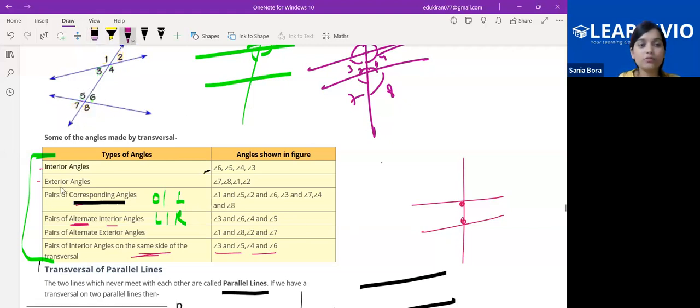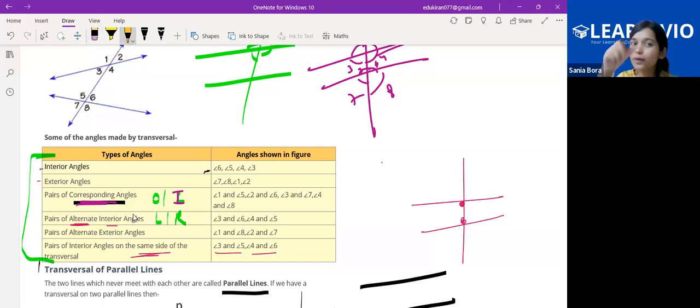Now the next term which comes to you is a corresponding angle. Corresponding means one will be outside and one would be inside. Okay, out and inside. So you can see this 3 is inside and this 7 is outside. Okay, so they are corresponding angle. This 4 is outside, this 8 is inside. Okay, 8 is outside, 4 is inside. This 6 is inside, 2 is outside. This 5 is inside, 1 is outside. So they all are basically the corresponding angles. Okay, clear? Okay.